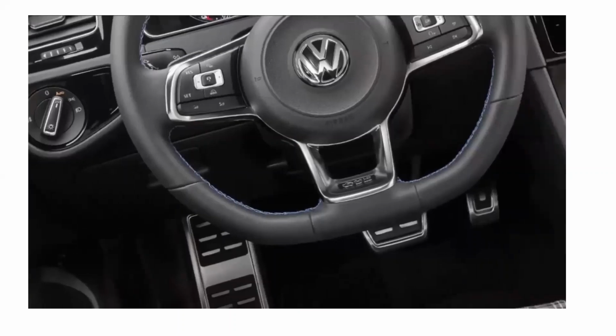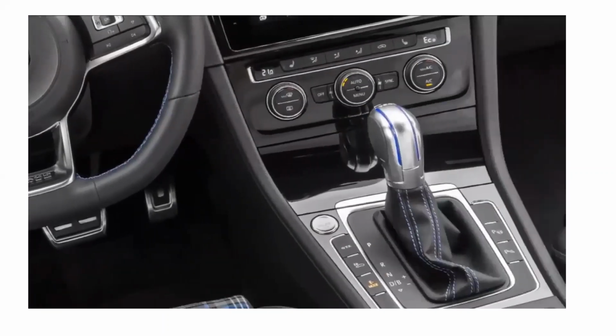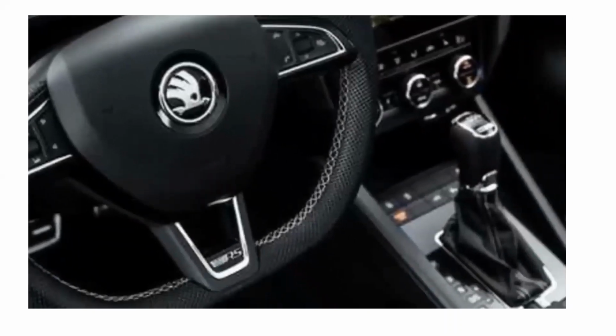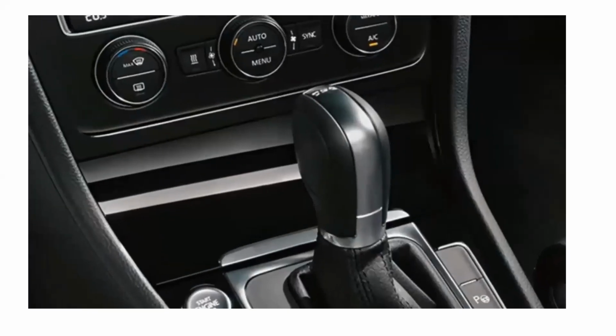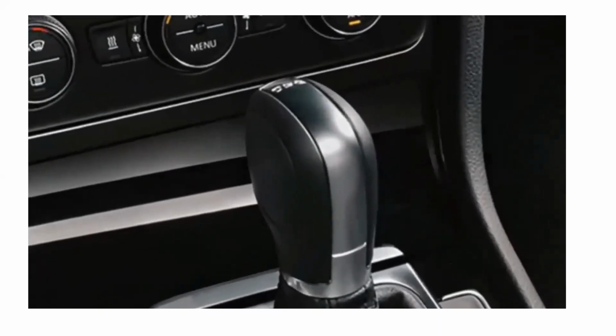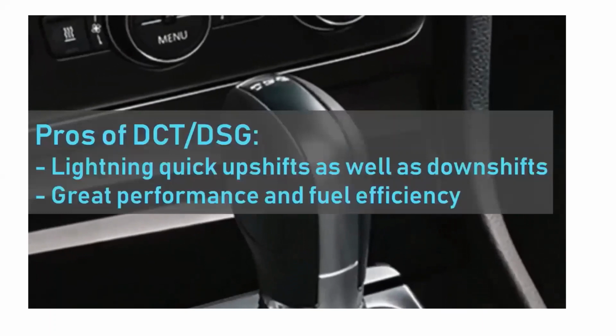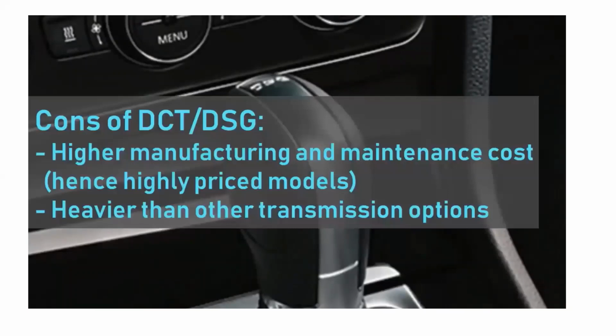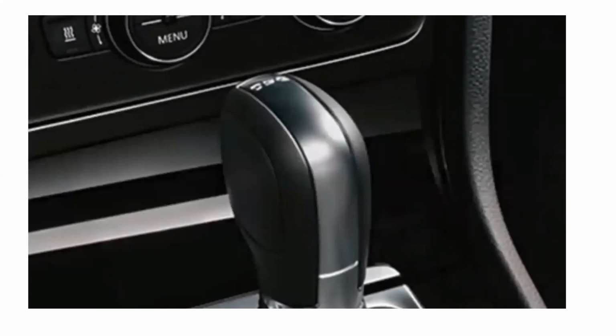Cars like the Volkswagen Polo, Volkswagen Ameo, Skoda Rapid, Skoda Octavia are all available with dual clutch transmissions. Thing to note, Volkswagen has its own variant of the DCT which it calls the DSG or Direct Shift Gearbox. In terms of positives, DCTs are known to have lightning quick upshifts and downshifts. They also have great performance and fuel efficiency. But in terms of negatives, DCTs have higher manufacturing and maintenance costs, and they are heavier than other transmission options.